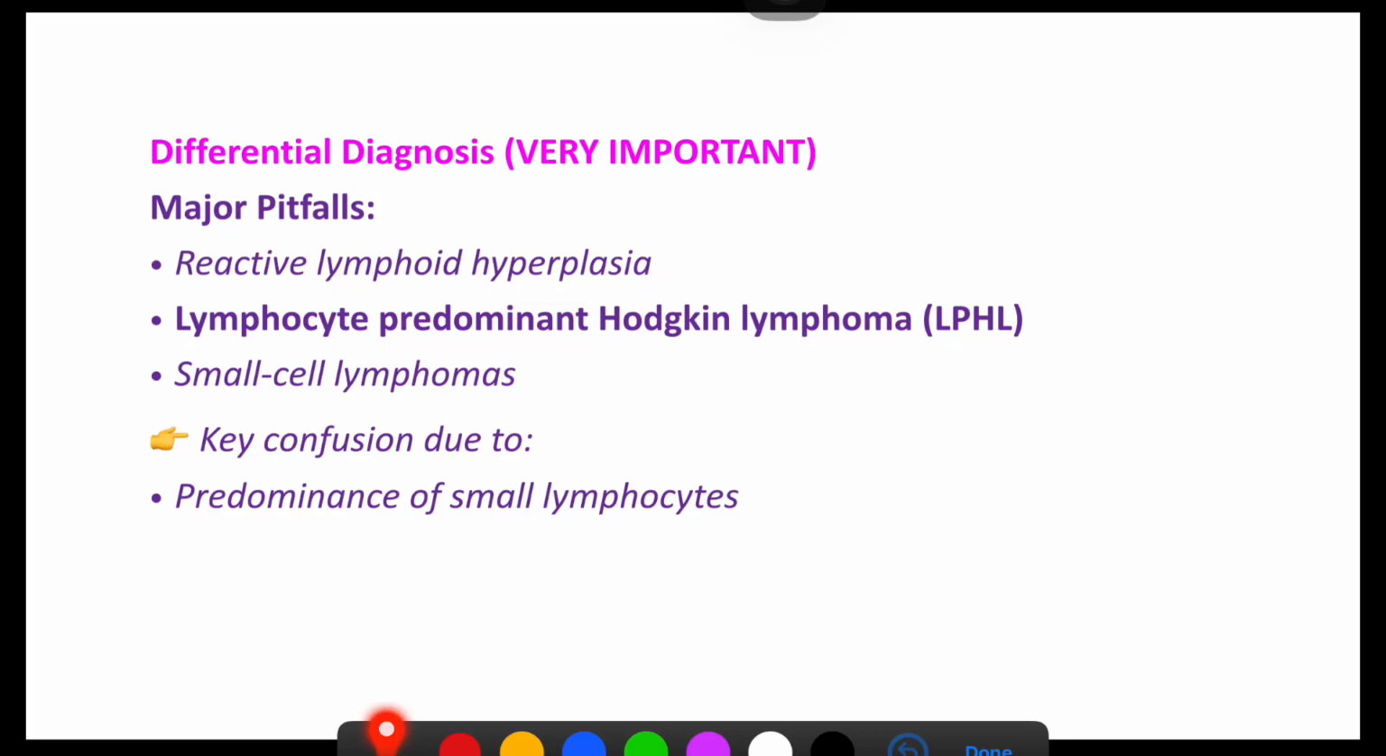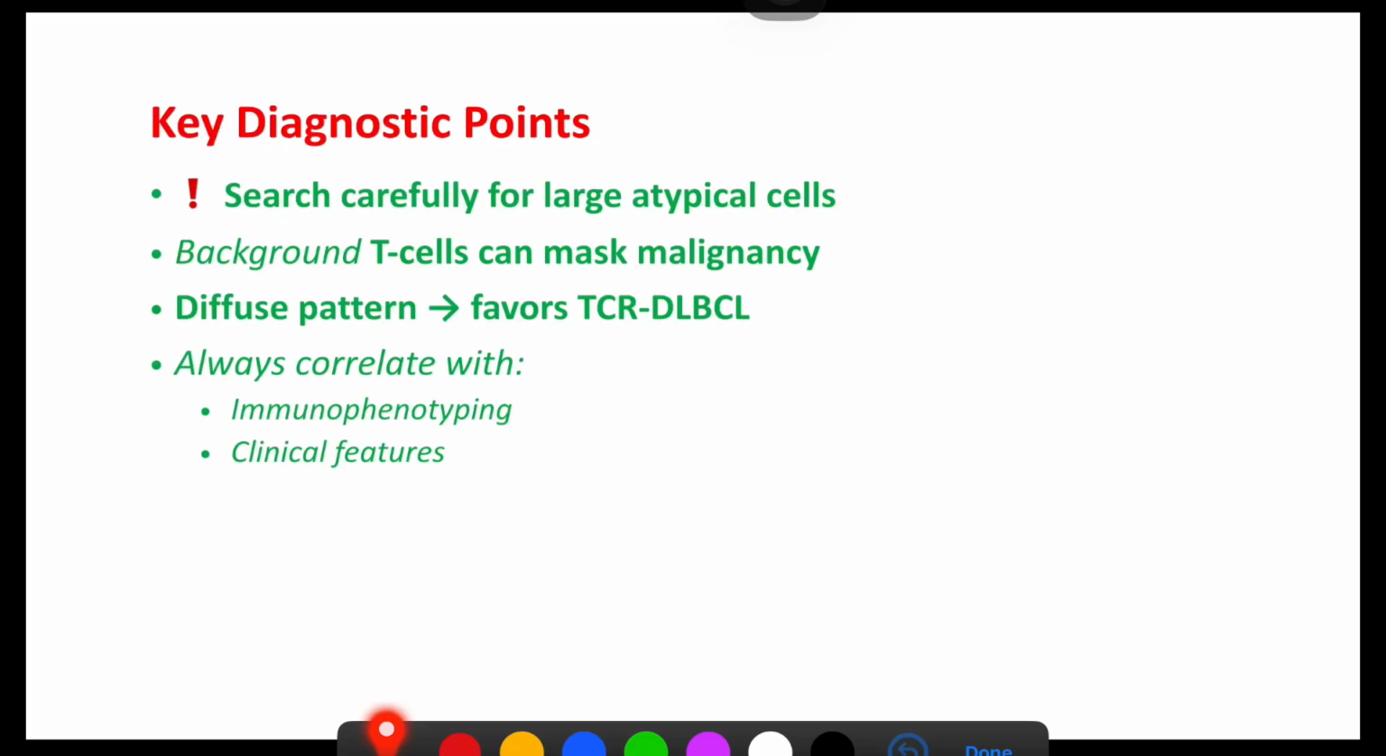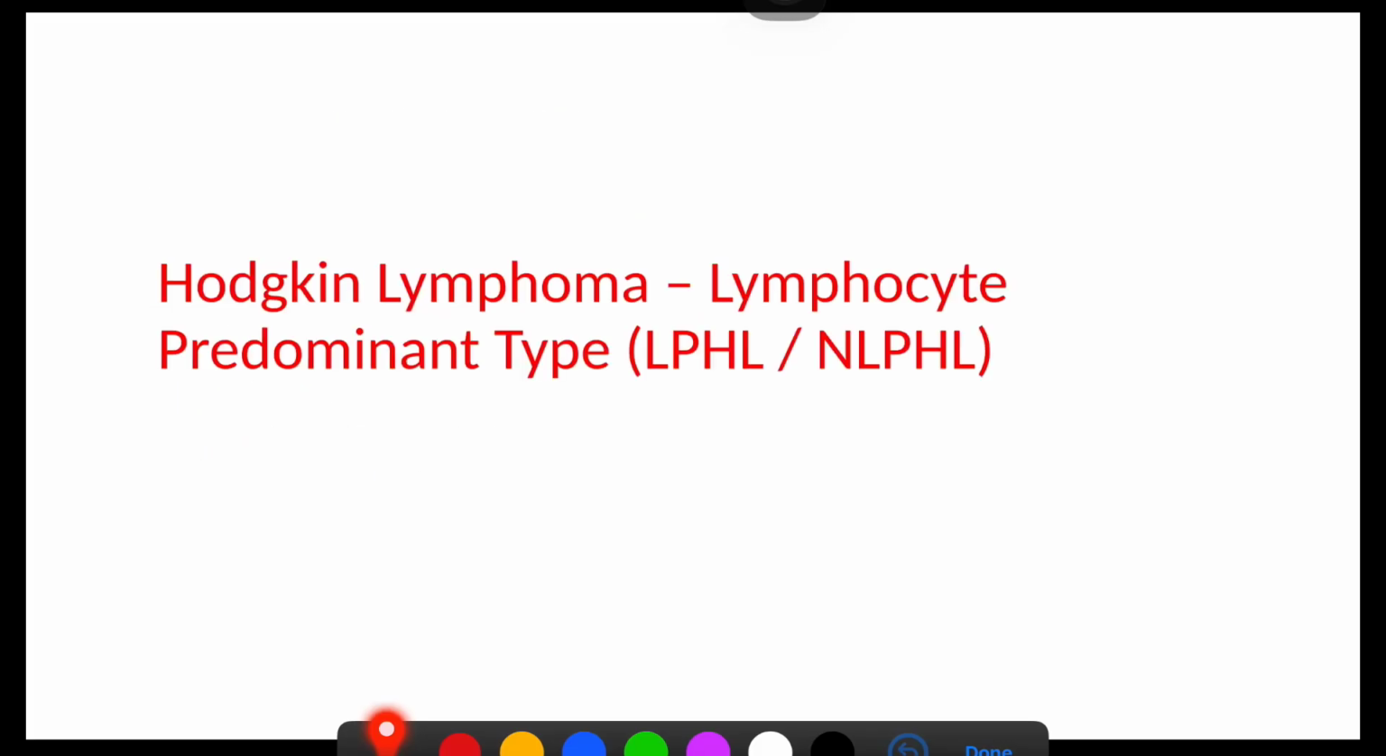So the differential diagnosis includes reactive lymphoid hyperplasia, lymphocyte predominant Hodgkin's lymphoma (LPHL), and small cell lymphomas, and the key confusion is due to the predominance of small lymphocytes. So search carefully for large atypical cells. Background T cells can mask malignancy, and whenever there is a diffuse pattern, favor TCR DLBCL. So always correlate with immunophenotyping and with clinical features.